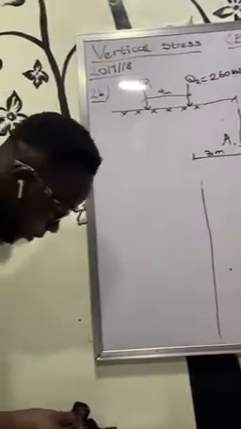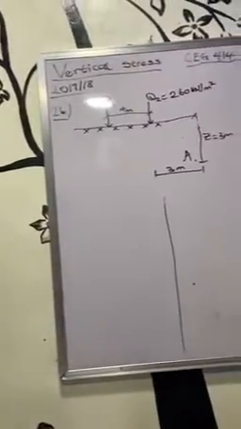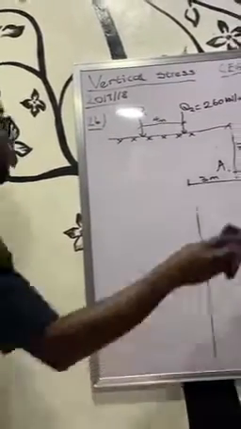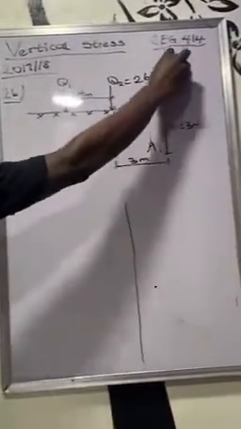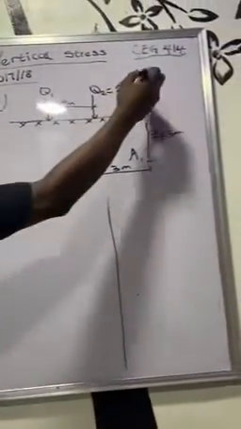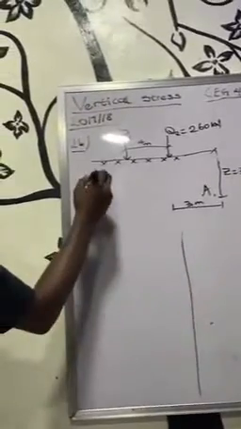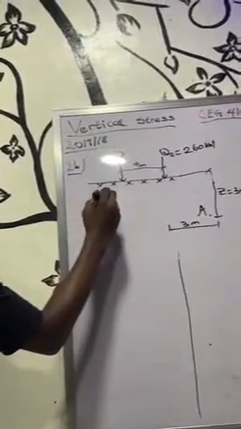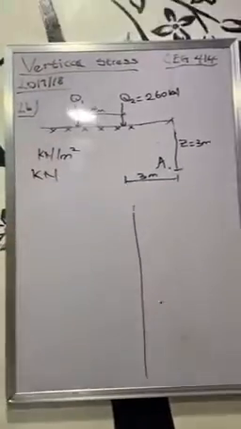When you check the diagram, Q2 is given as 260 kN per meter, and the question says 260 kN per meter squared. I just have to say that this Q is a force, the point load, and it's not per meter squared, just kilonewtons. Probably an error from printing or from the lecturer. Vertical stress is in kilonewton per meter squared, while the point load is just in kilonewton.